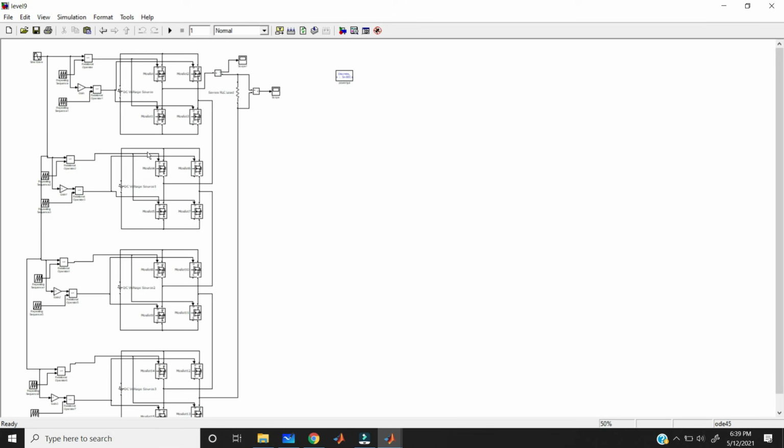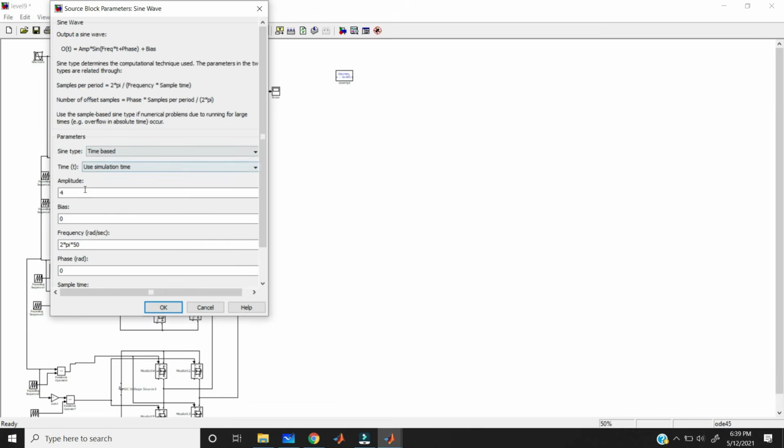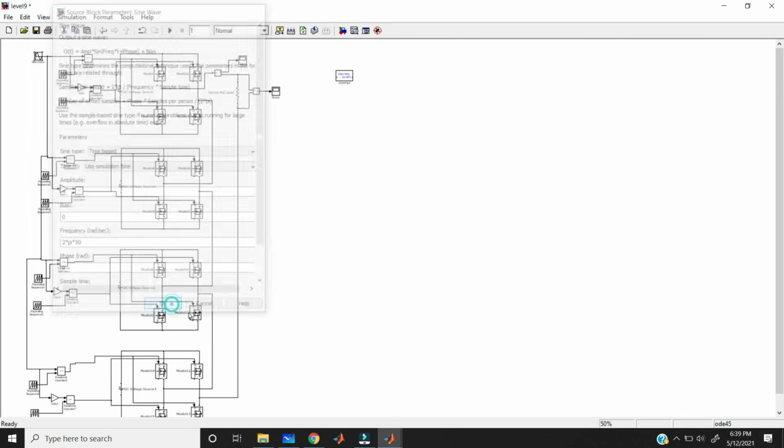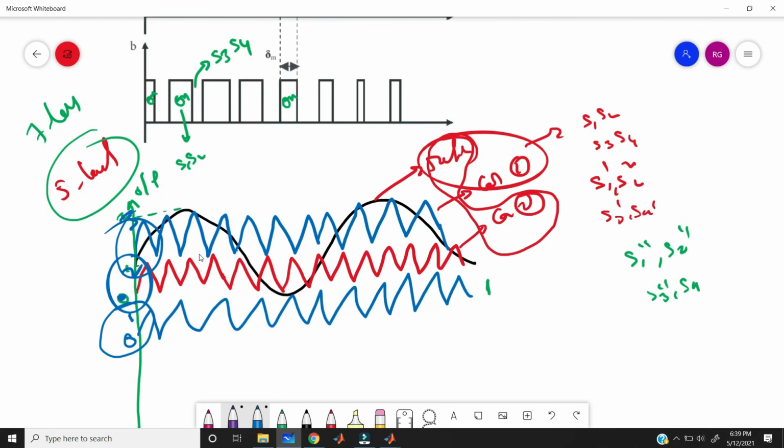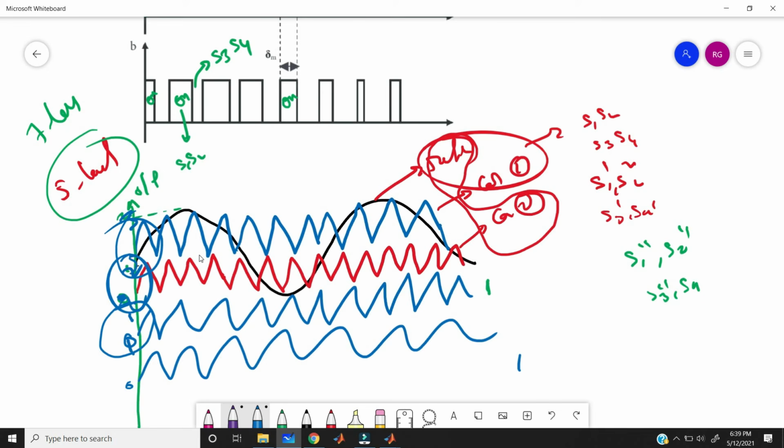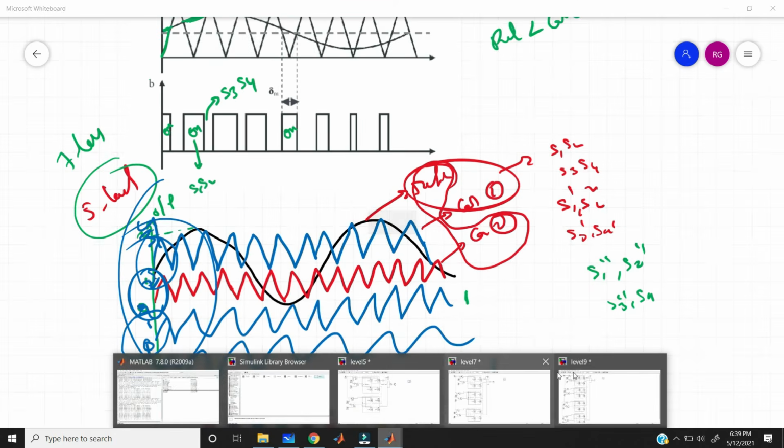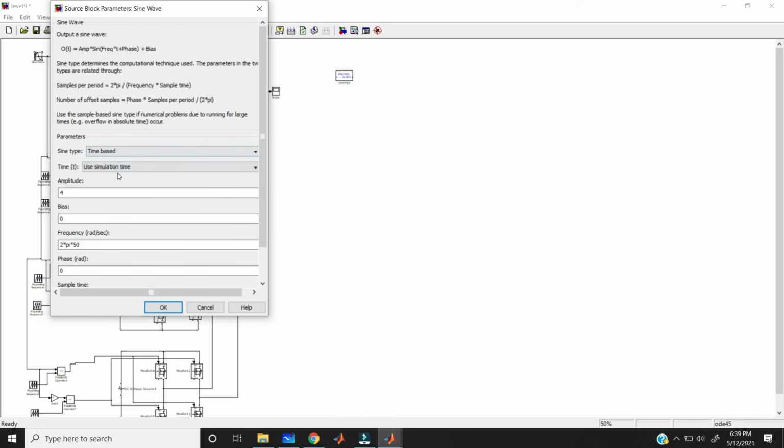Here connections are also the same, but the thing to change is the sine value, 0 to 4, because I am further increasing by another one. So here this is the 7 level. For 9 level you need to take another carrier wave. Here the time value does not change, but the amplitude is changed to 0 to 1, 1 to 2, 2 to 3, 3 to 4. Here the final sine amplitude is 4. So that's why I am taking the sine amplitude as 4 here. Okay, all frequency and everything is the same.